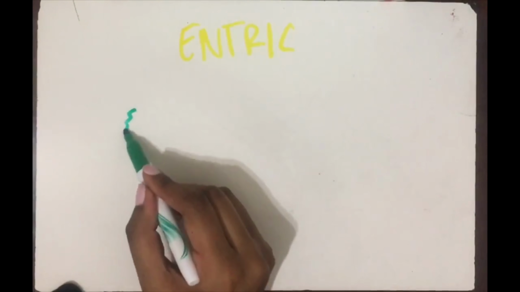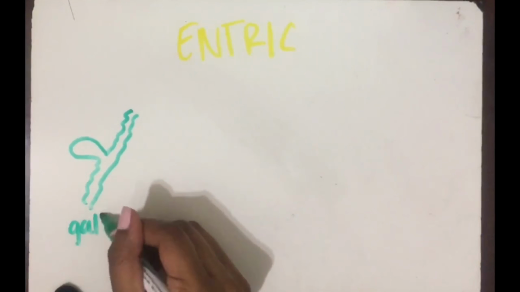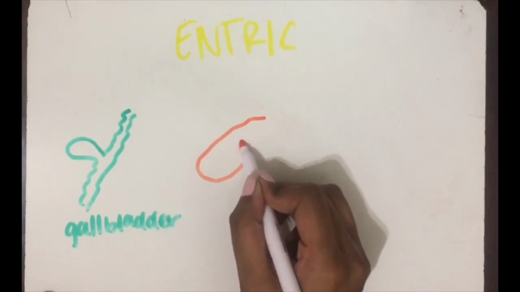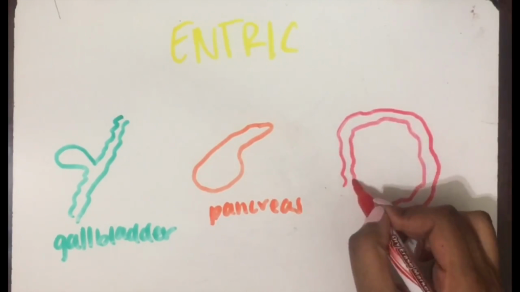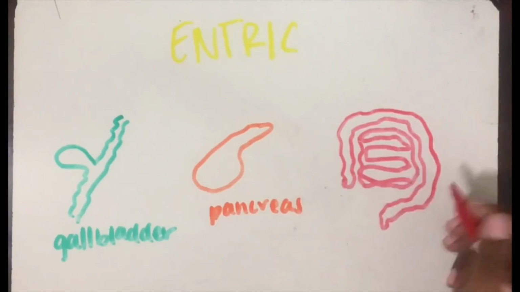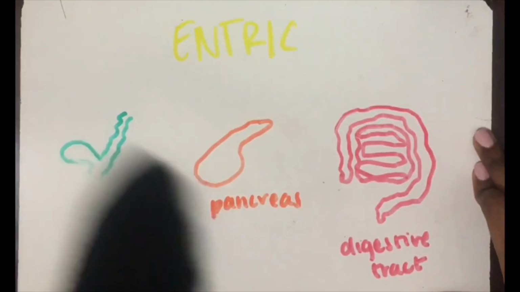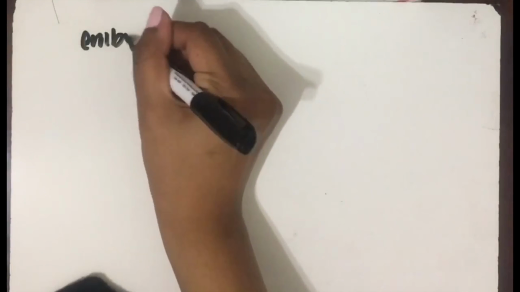Lastly, there is the enteric division. The enteric division consists of a complex network of neurons in the digestive tract, the pancreas, and the gallbladder. The enteric network controls the secretion of these organs as well as the activity in the smooth muscles that produce peristalsis.